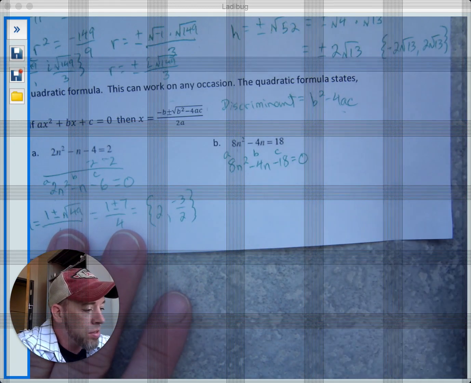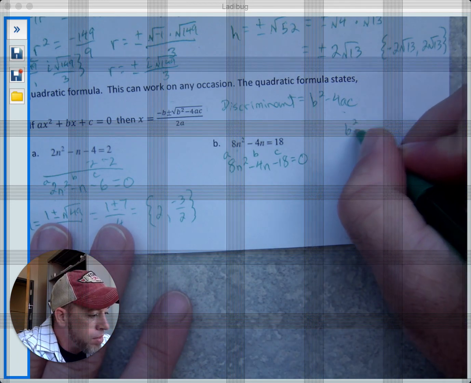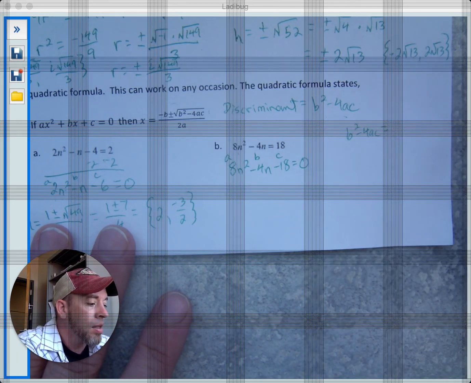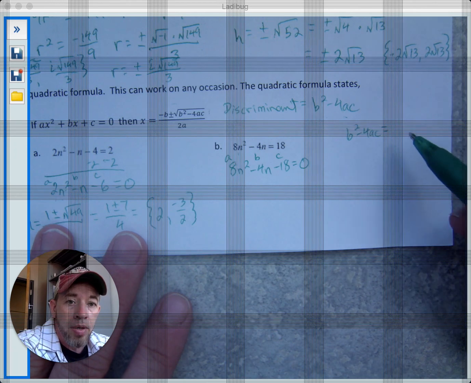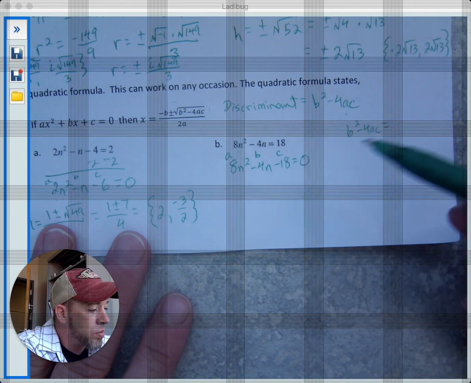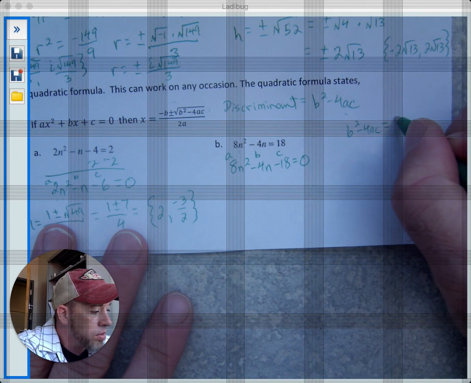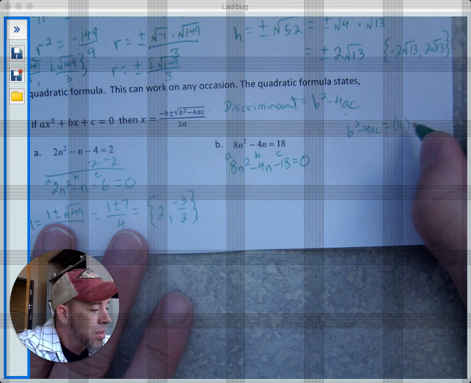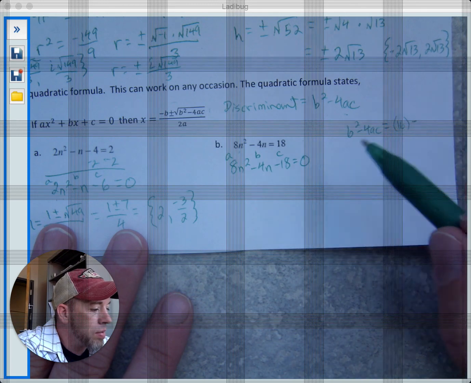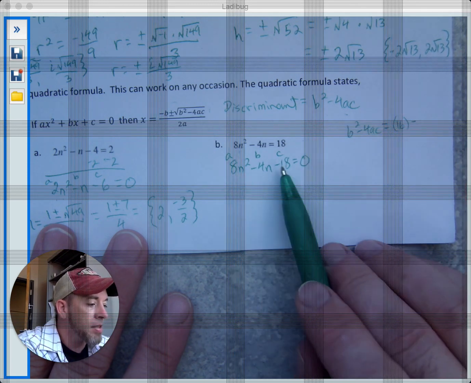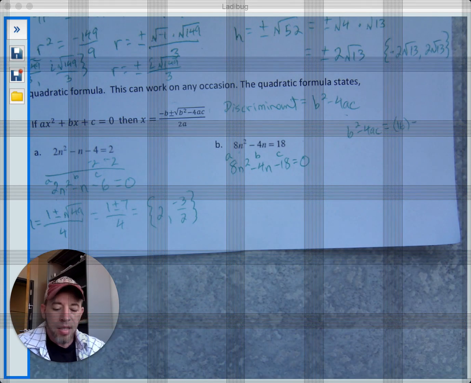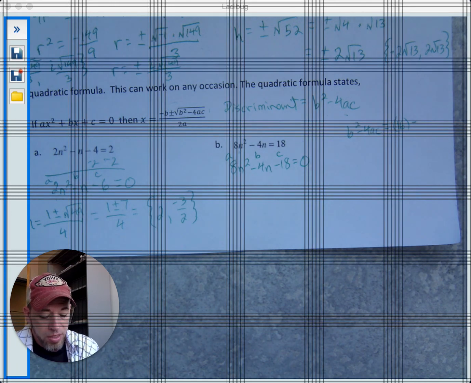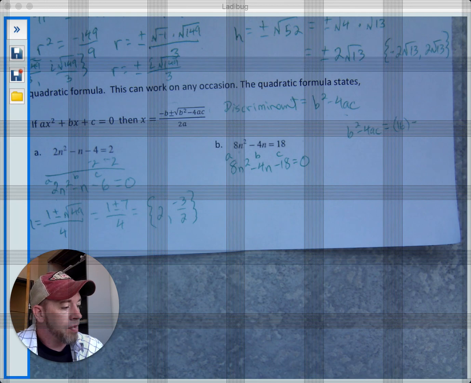I like to find the discriminant first, so b squared minus 4ac. So b squared would be negative 4 squared, right? I'm just going to write 16. Negative 4 squared is 16. Minus 4ac, so let's see, 4 times 8 times negative 18. I could just figure that out on my calculator, simplify my life. 4 times 8 times negative 18 is negative 576.